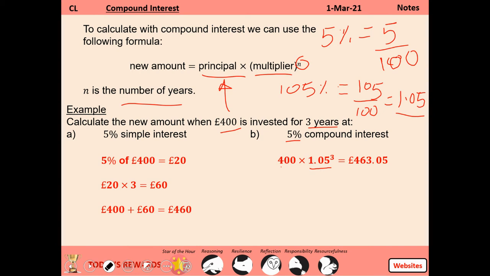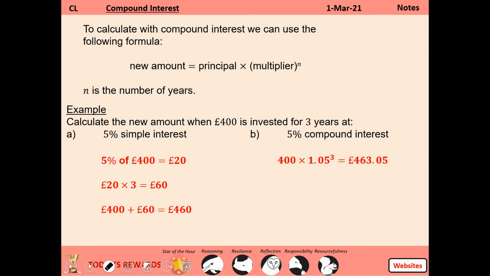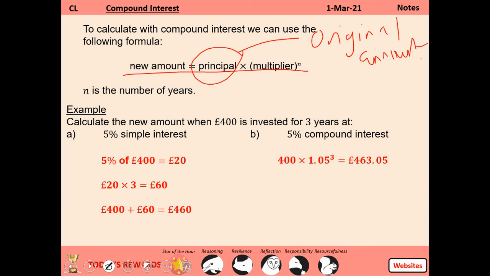So please copy down this example here. So all we're doing for compound interest is really just using this formula, okay? You work out your original amount. So principal, another word is just the original amount, okay? And then the multiplier would just be 5% plus 100%, which is 105%. And then you need to convert this into a decimal, and that will be your multiplier. And then remember, n is always the number of years that you invested in. And in this example here, it's 3 years.